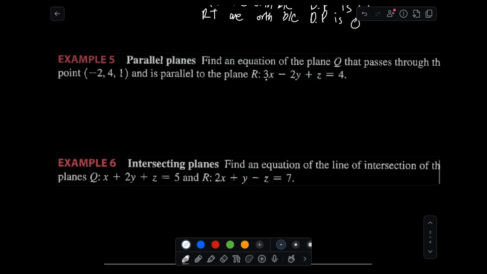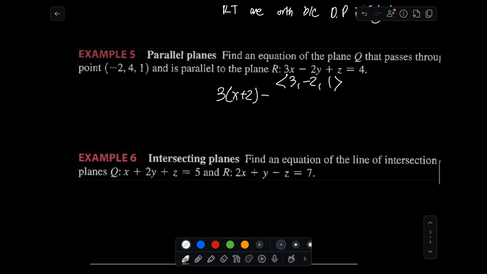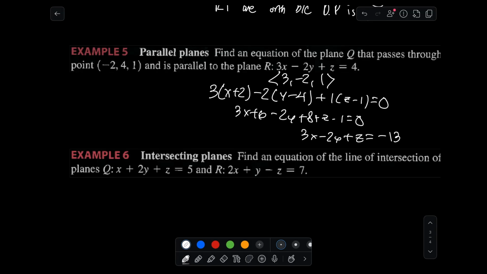So we know our normal vector is going to be 3, -2, 1. We know our point, so we'll just do this. Not z, oops. Plus 1 times z minus 1 equals 0. 3x plus 6 minus 2y plus 8 plus z minus 1 equals 0. 3x minus 2y plus z equals -13. Actually, yeah, -13. Perfect.